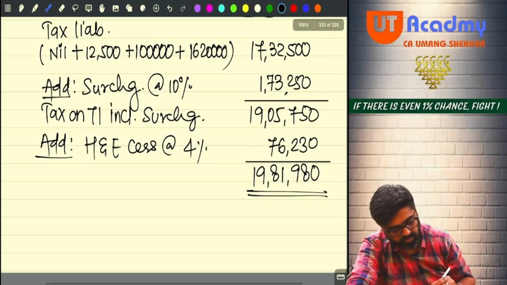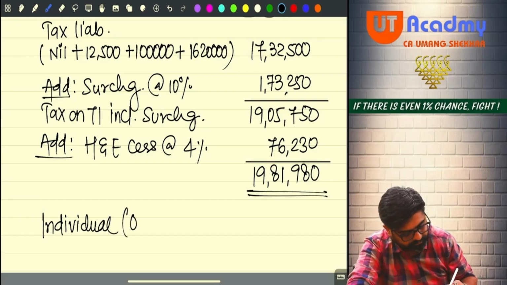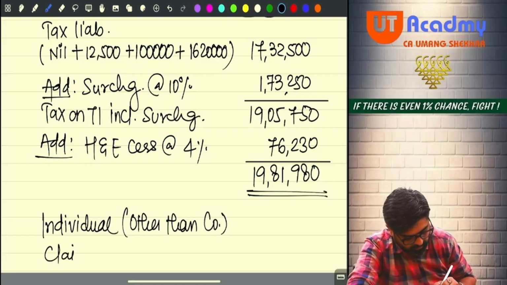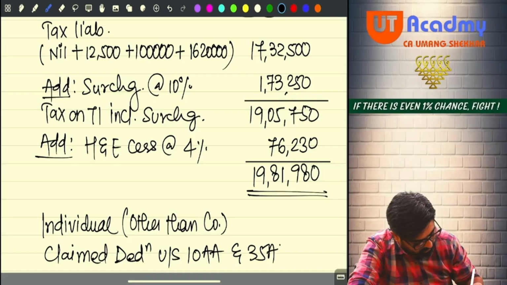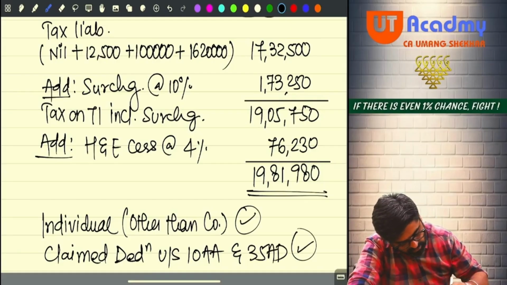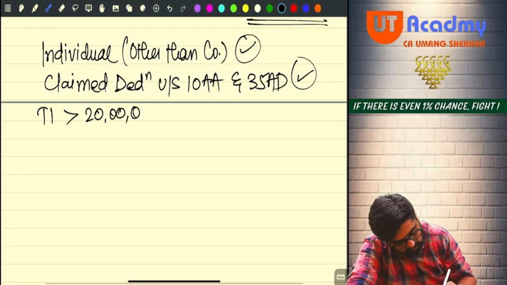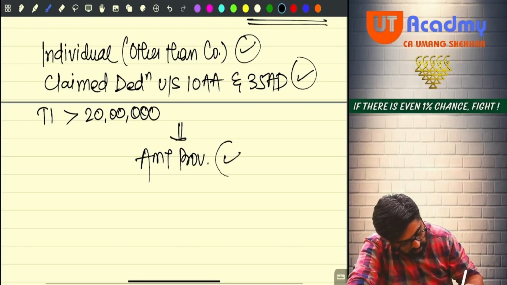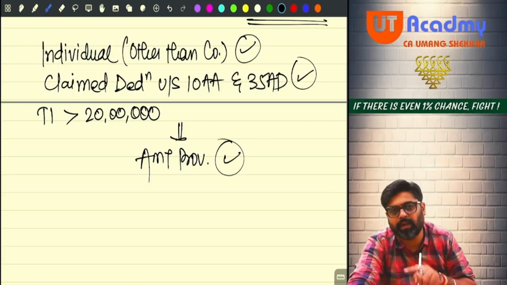So now what you are supposed to do? Individual who is other than company claimed deductions under section 10AA and 35AD, yes or no, and after claiming this deduction total income is greater than 20 lakhs. So now the AMT provisions will become applicable. Now whether you are liable to pay AMT or not, that we are going to check now.